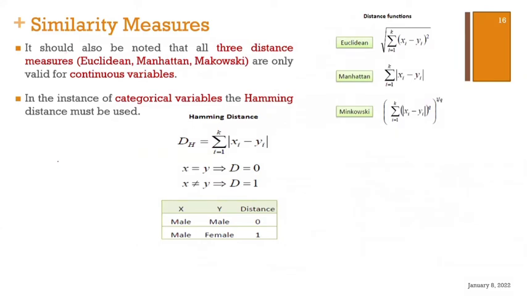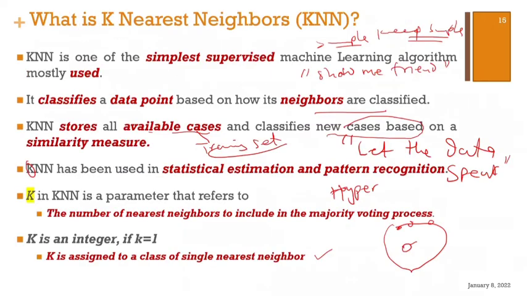Now, once you have K, another important thing to take note of is the similarity measure. The first hyperparameter for K nearest neighbor is K, the value of K. Because as I said, we are going to check it out.